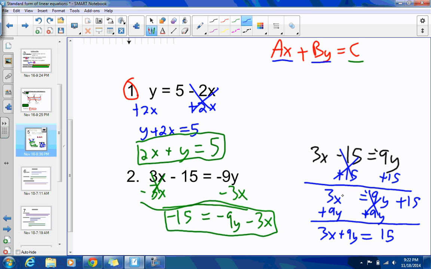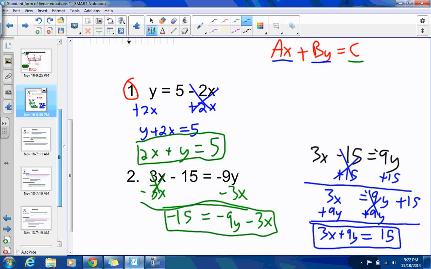And now it's actually in the perfect standard form that we have for that formula. 3x plus 9y equals 15. It's just like ax plus by equals c. The only difference here is that the left equation has all negatives, the right equation has all positives. They are exactly the same though. If you plug in any value for x and y, it'll come out the same. All right. So those are two examples I want to go through.